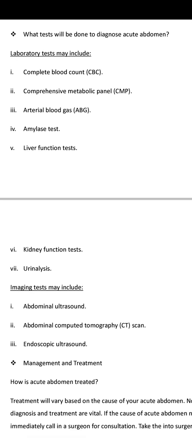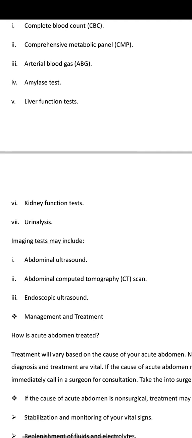So if you think it's a urinary condition, you need to use urinalysis. If you think it can be an infection, you need to use the full blood count, complete blood count. If you think it can be an infection and again a urinary infection, you need to do FBC and the urinalysis. If you think there is an infection and also the liver is affected, you need to do the FBC and the liver function test.